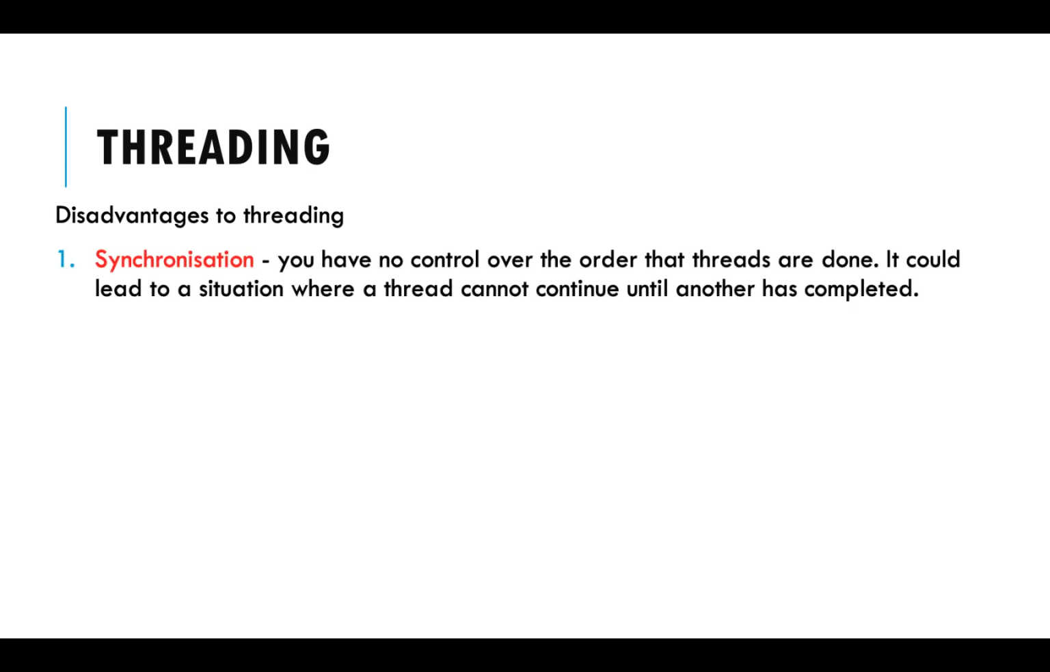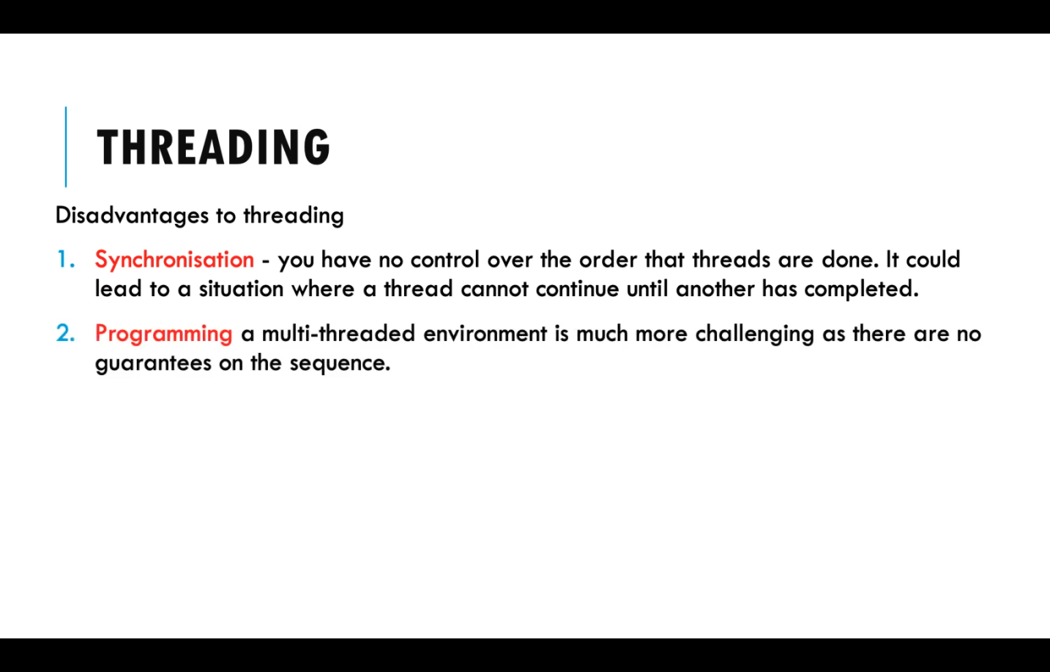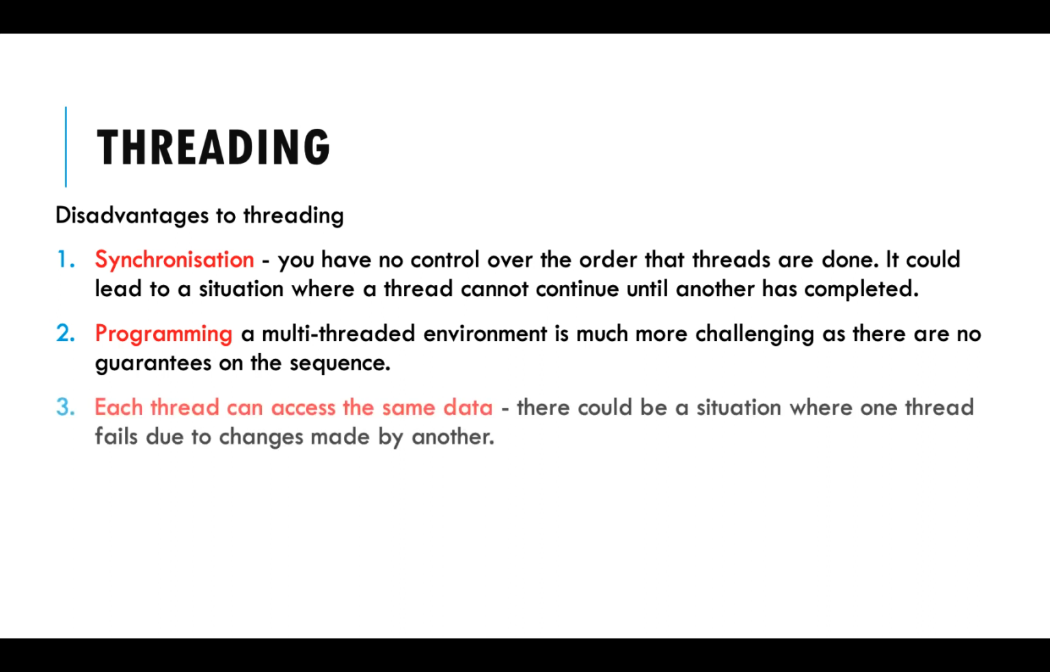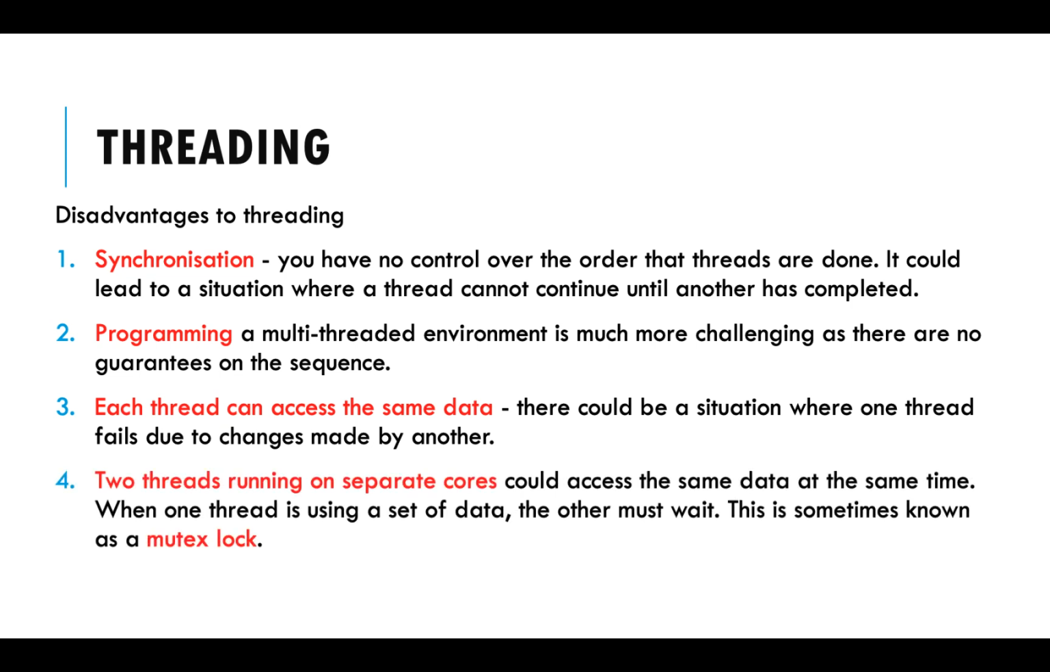Firstly, synchronization. You have no control over the order that the threads are done, and it could lead to a situation where a thread cannot continue until another thread has completed. So it's important that your scheduler organizes the synchronization. Programming a multi-threaded environment is much more challenging, and there are no guarantees on the sequence. Each thread can access the same data, and therefore there could be a situation where one thread fails due to changes made by another thread.